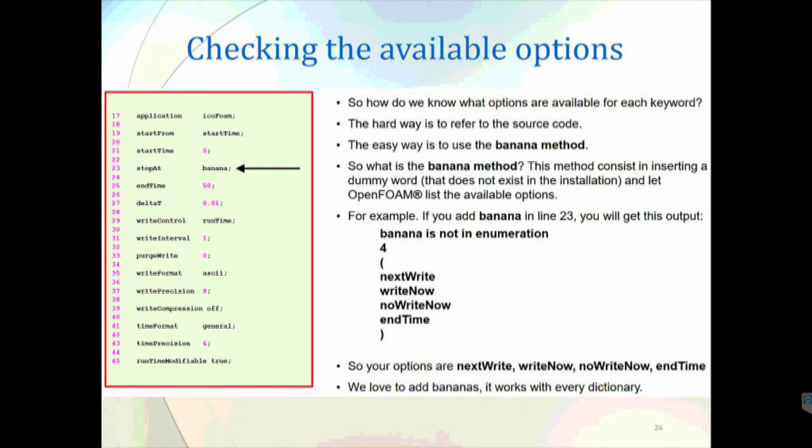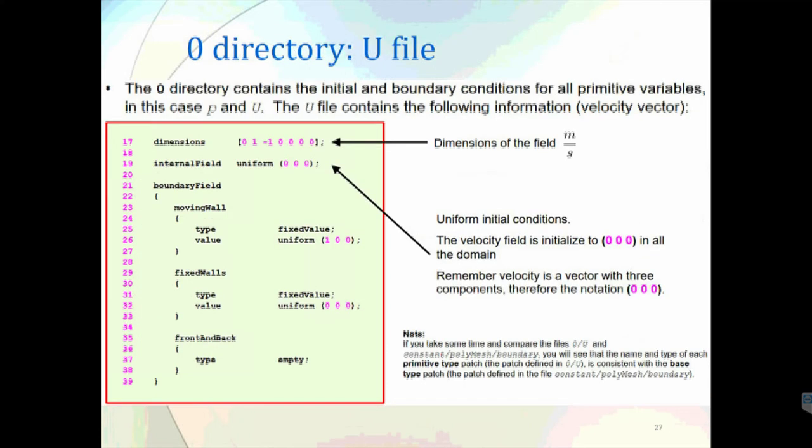The error given to you will list the different types of options available. So this is an easy way to find out. For example, these are the different options given for this variable name.